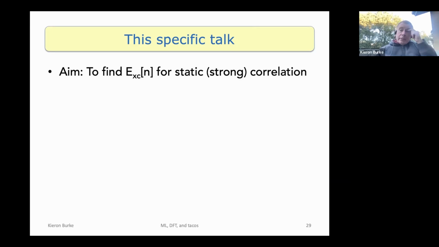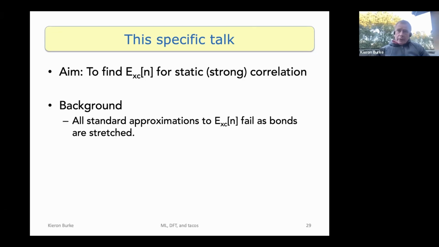In condensed matter physics, many of the most interesting systems are strongly correlated, and our density functionals tend to fail for those systems. Even moderately correlated systems, they don't do so well on. So it would be nice to have a density functional that handles those things.